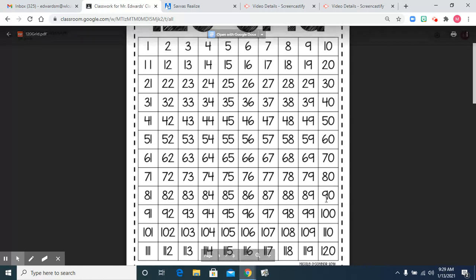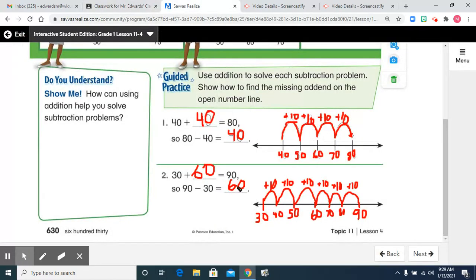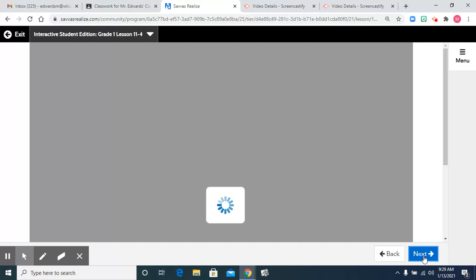Here's 90. Since we're subtracting tens, let's go up, and then we have to go up 30. So count by tens to 30. 10, 20, 30. What did we land on? 60, and our answer was 60. So we're right on both of those. Okay, if you're good on that page, please look at the next page.